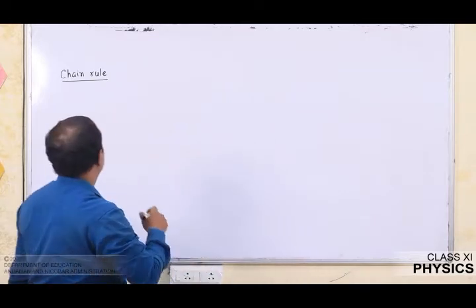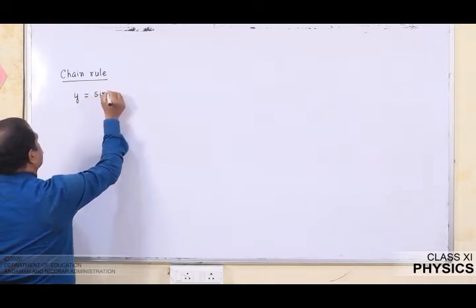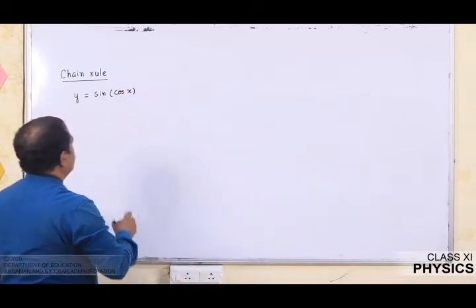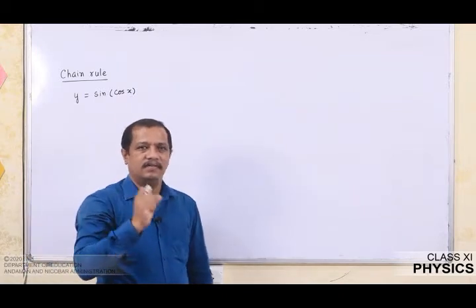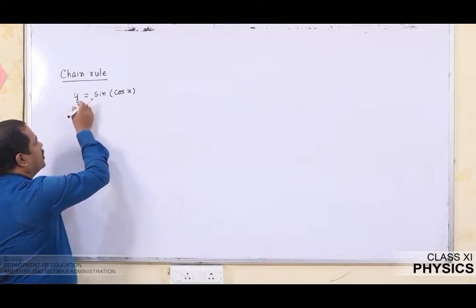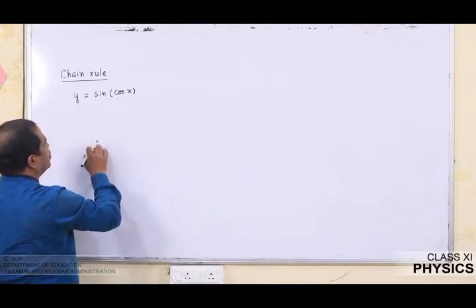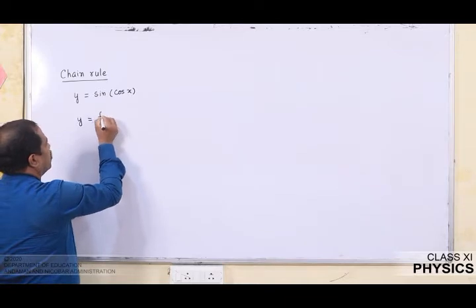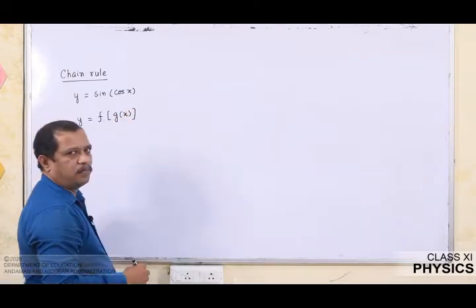If I am given a function, say like this, y is equal to sine of cos x. So this is a function. Now if I look at this function, I see that cos x itself is a function and sine is another function. What I mean is, this function y is a function of x. In general terms, I may write y is equal to f of g of x, like this. So this is a complex function.